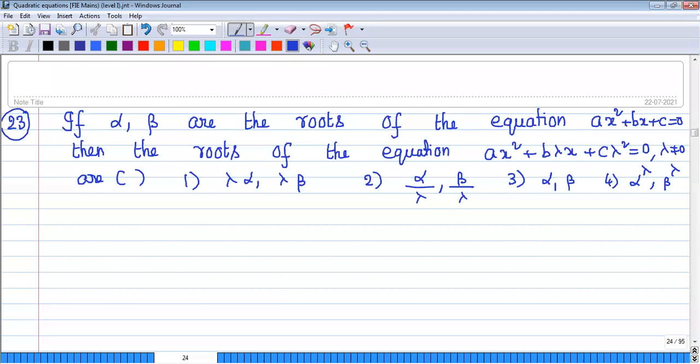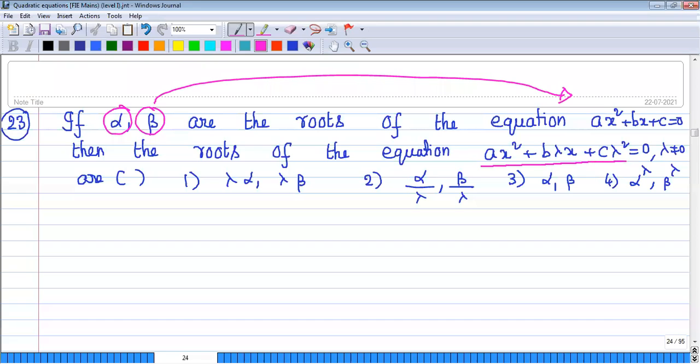Option 1. Yes, I already told you. If alpha comma beta are the roots of this equation, obviously the roots of ax square plus b lambda x plus c lambda square is equal to 0 are nothing but alpha lambda, beta lambda. First option is the right option.